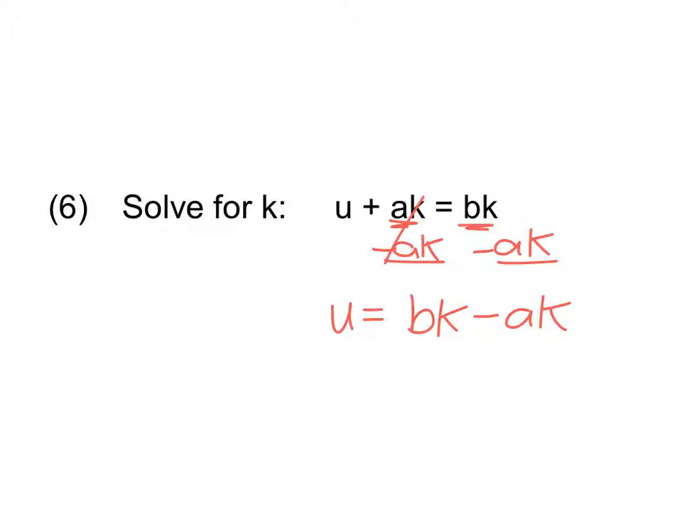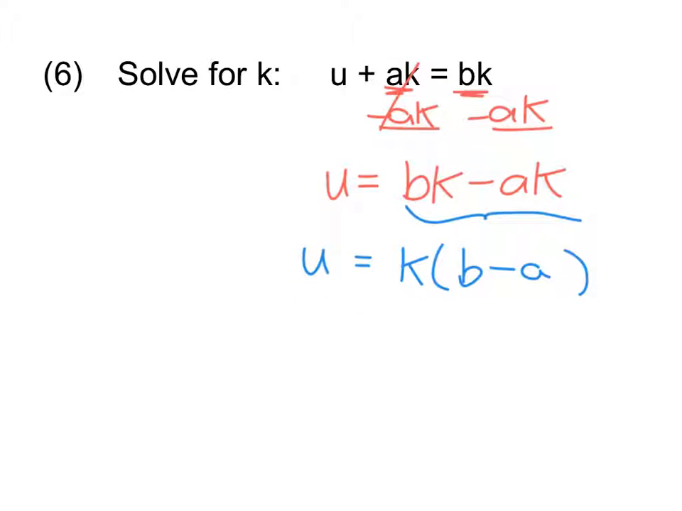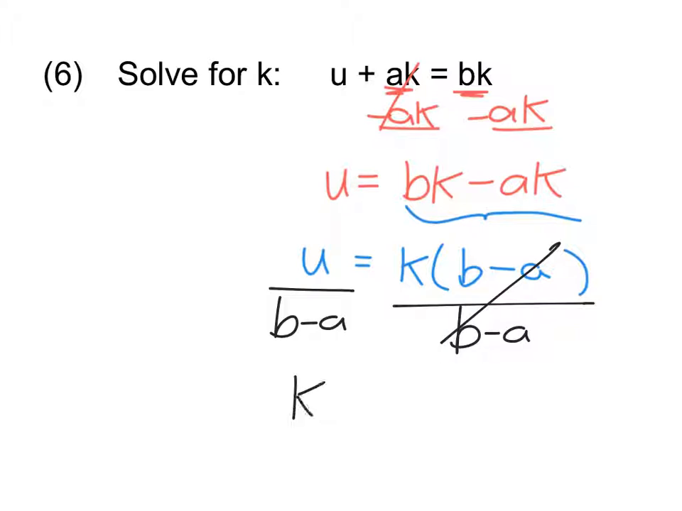What's the commonality? K. So let's pull that out and undistribute. What's going to be left within the parentheses? B minus A. B minus A. And I want K alone, so my final step here would be to do what? Divide by B minus A. It sure would. So K is equal to U over B minus A.